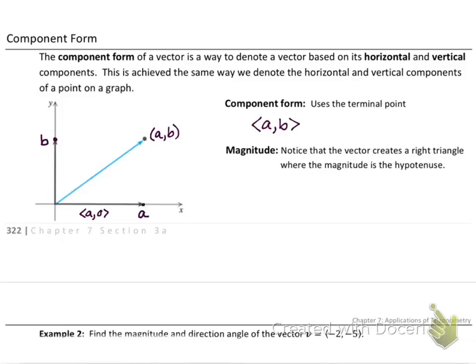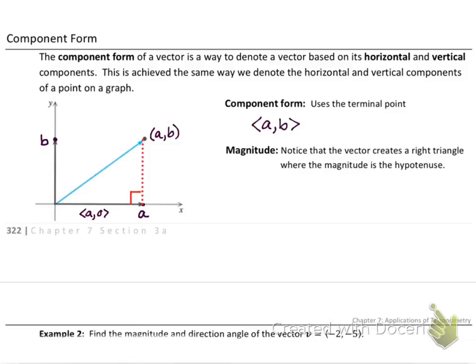There's more. All right, let me pause. Okay, so magnitude, notice that the vector creates a right triangle. So if I would drop a line down at a, b, we would create a right triangle. And we're going to create a right triangle where we have a hypotenuse that has the length of the magnitude. We also have a vertical line that has the length of b. And we have a horizontal line that has the length of a. a squared plus b squared equals c squared.